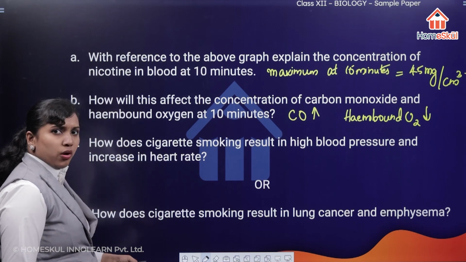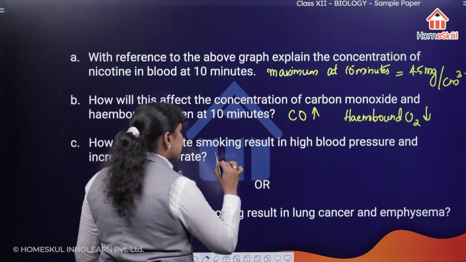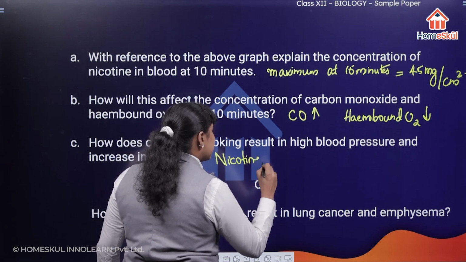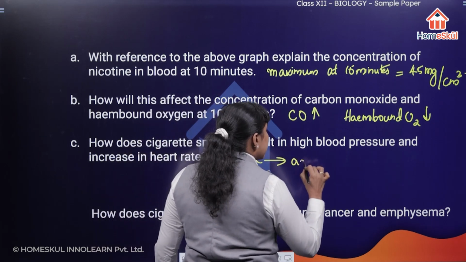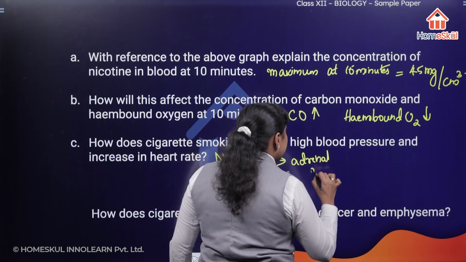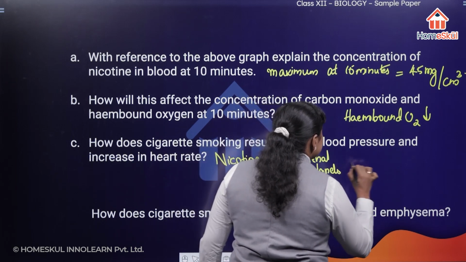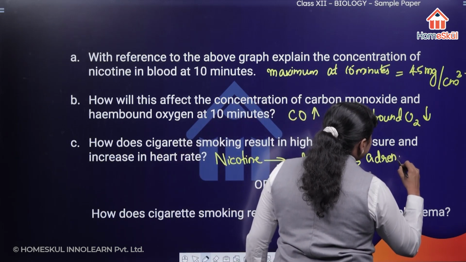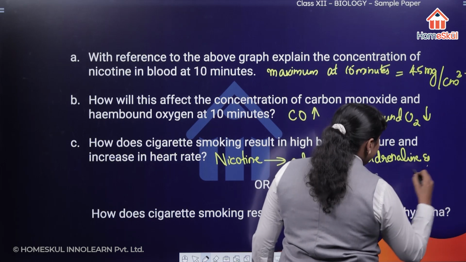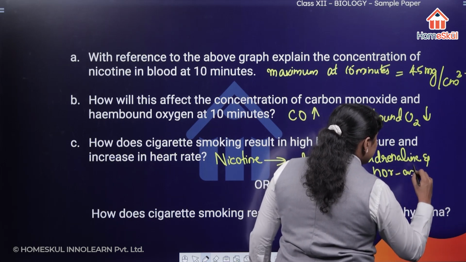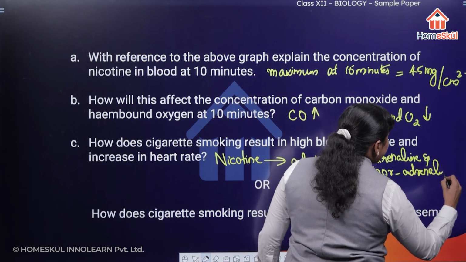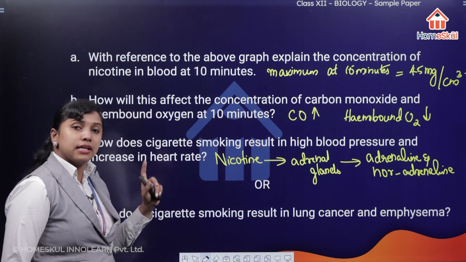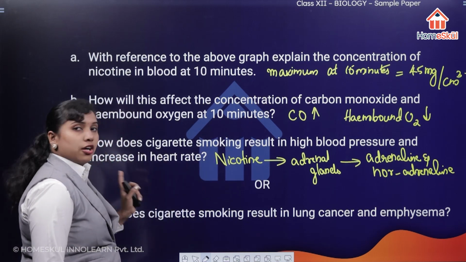Then how does cigarette smoking result in high blood pressure and increase in heart rate? Cigarette smoking means the nicotine stimulates the adrenal glands, and they result in increased production of adrenaline and noradrenaline. Both of them are emergency hormones, right? These adrenaline and noradrenaline increase the blood pressure and the heart rate.